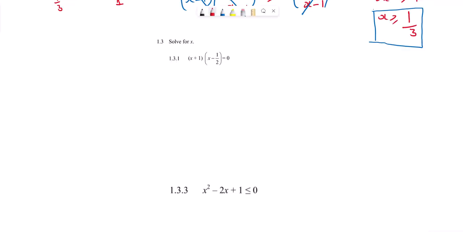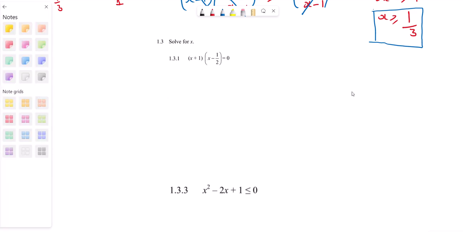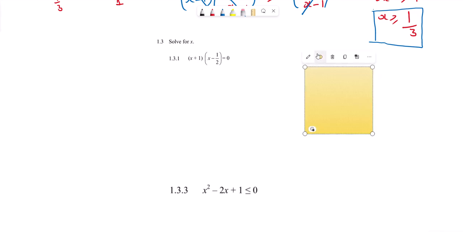Now let me introduce something you did know but you didn't know but you did know. Okay, so let me take my beautiful note here and let me start writing. Okay, sorry about that. For now, we must know the zero product law. So what does the zero product law state?